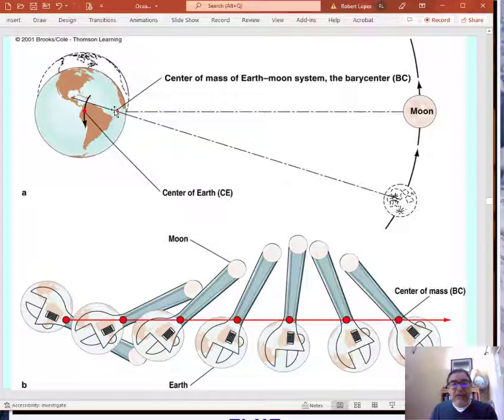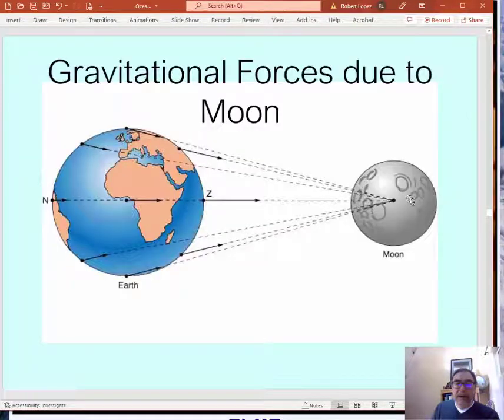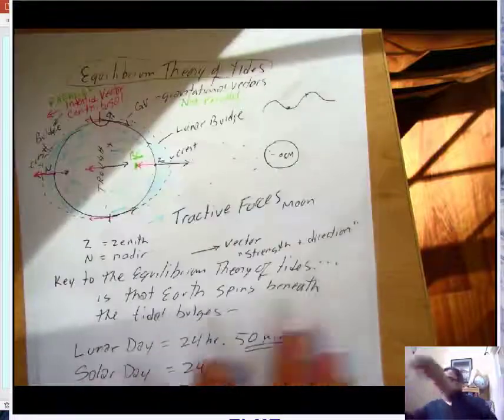It's spinning about this barycenter, which means that there's going to be some inertia, some force driving water away in the opposite direction of the Earth from the moon, right? So we're going to get a lunar bulge that occurs, and it's really due to inertia or centrifugal force that's going to be on the side of Earth opposite the moon. But since we have gravitational forces, there's going to be another lunar bulge that's going to be attracted toward the moon here.